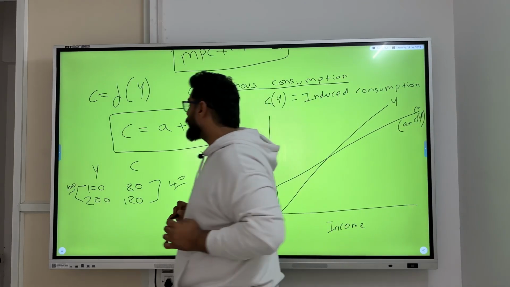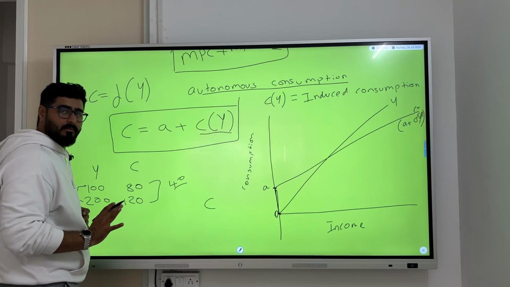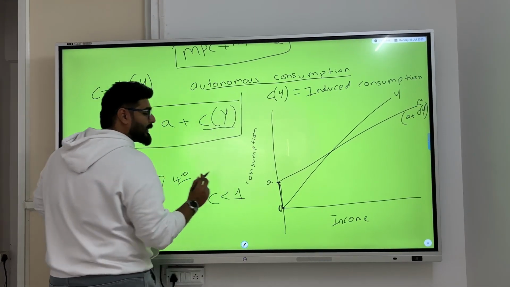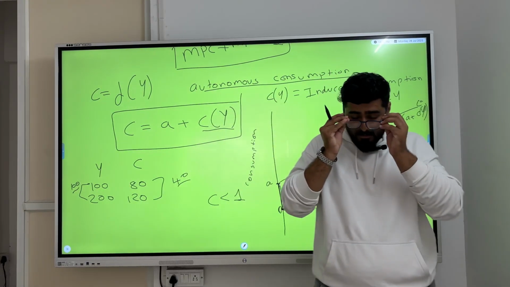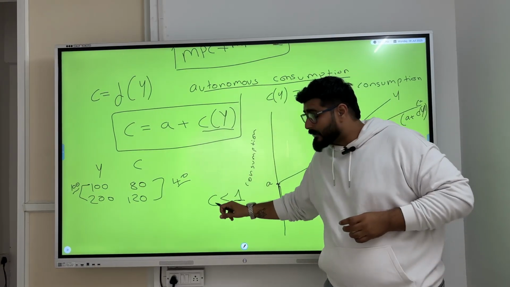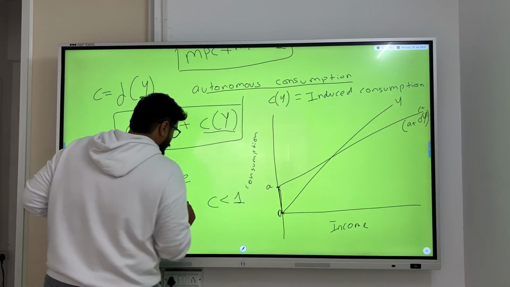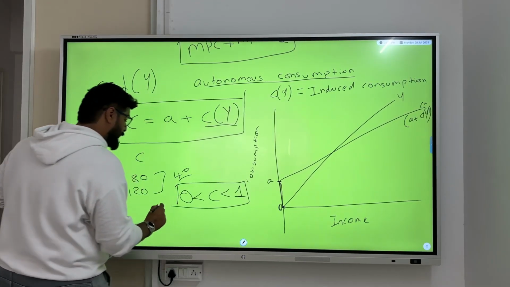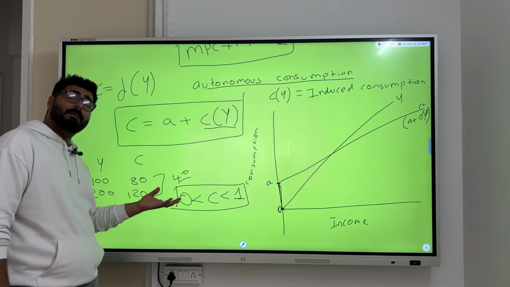So one thing to remember over here is your change in consumption will always be less than 1. That means it will be less than your change in income. But of course it is going to be more than 0. It is going to be more than 0. So it says that your consumption will always be more than 0.